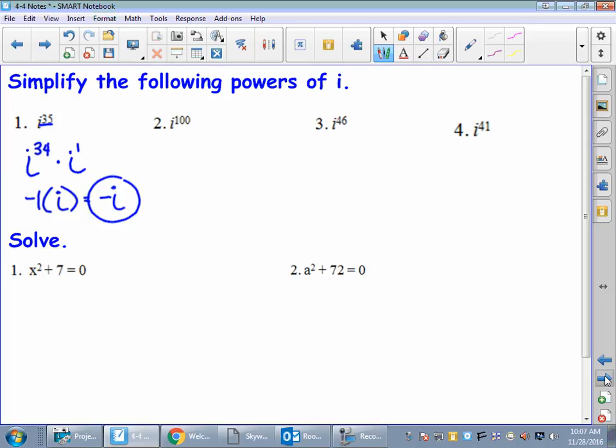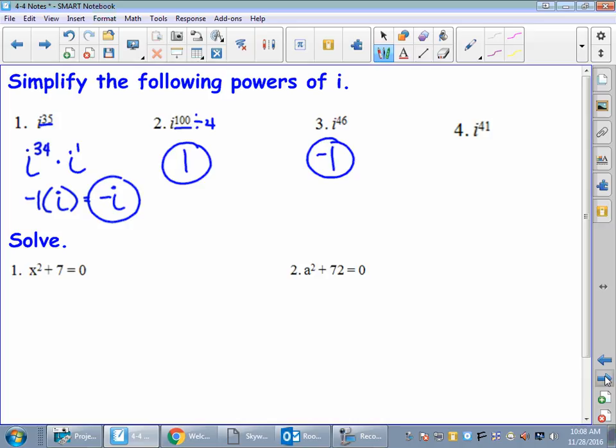i to the 100th is even. It's even, and it's divisible by 4, so it's 1. Just got to memorize the rules. Okay, no work really necessary here. i to the 46th power is even, so it's either going to be 1 or negative 1. Since 4 does not divide evenly into 46, it's a negative 1.